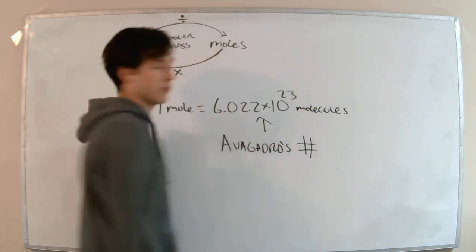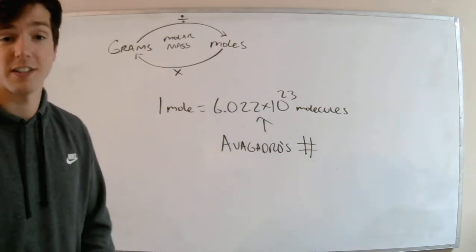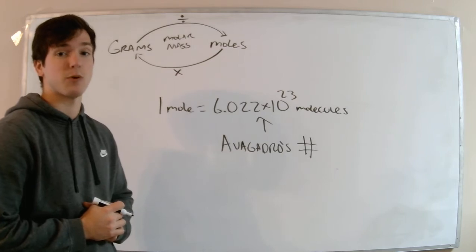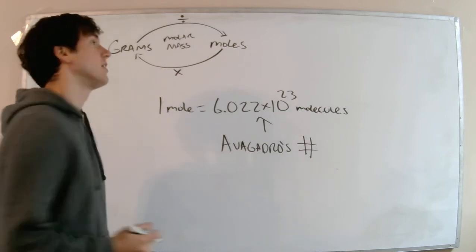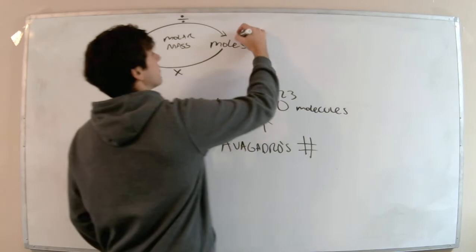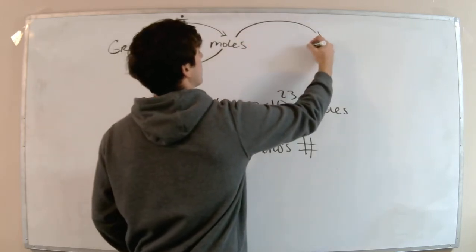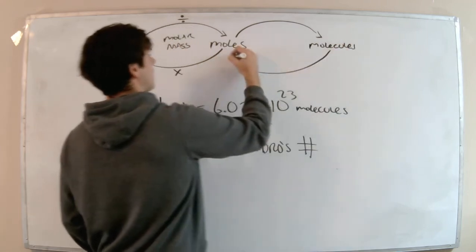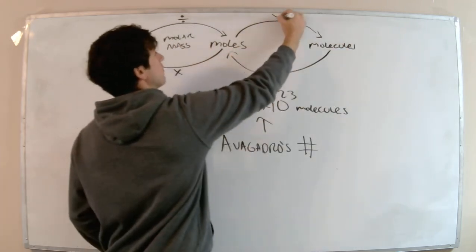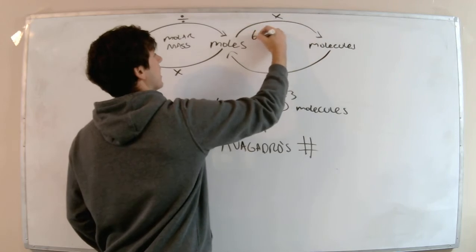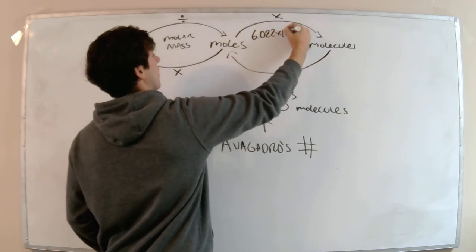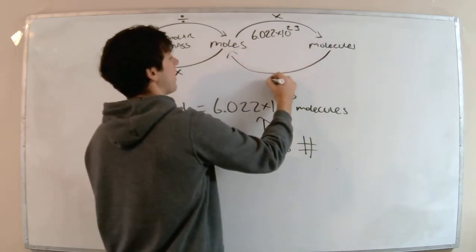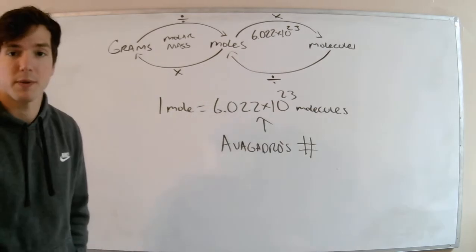Okay? Avogadro's. Some of you will say avocados. That's fine. Just know it's known as Avogadro's number. Okay, that's 6.022 times 10 to the 23rd. So when we are going from moles to molecules, we multiply by Avogadro's number. When we're going from molecules to moles, we divide by Avogadro's number.